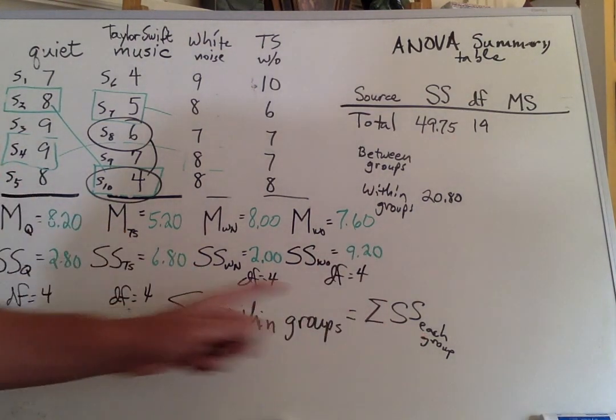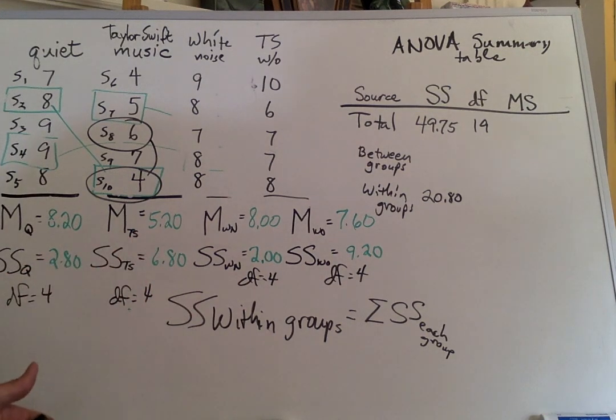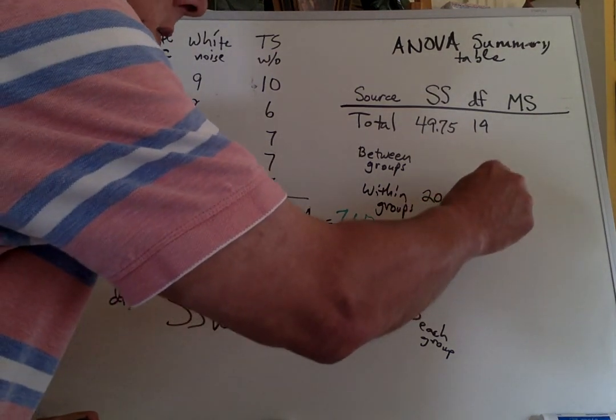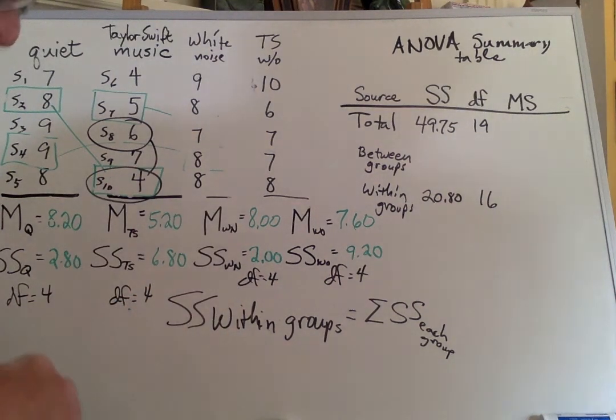Just like we added up the sums of squares for the within groups, we're just going to add up the degrees of freedom. 4 plus 4 plus 4 plus 4 is 16 degrees of freedom. Okay? We're almost there.